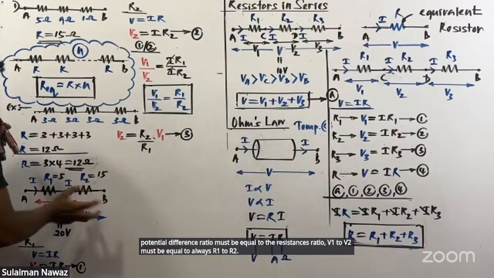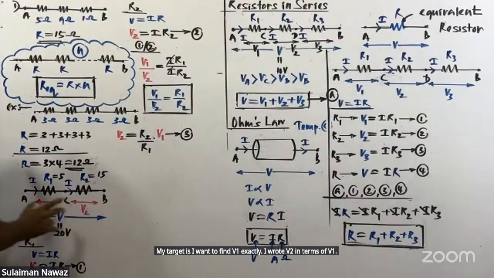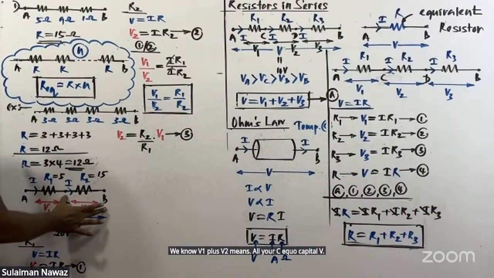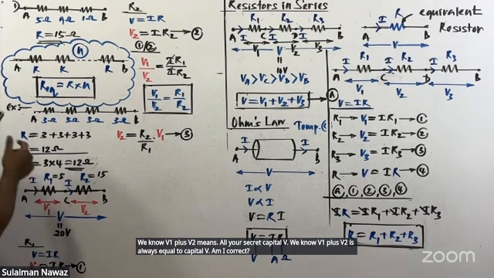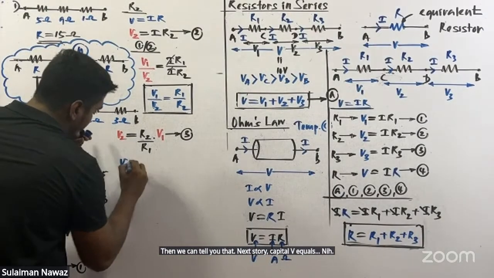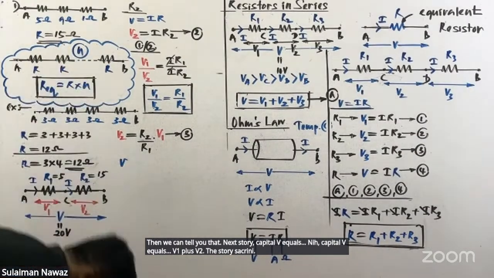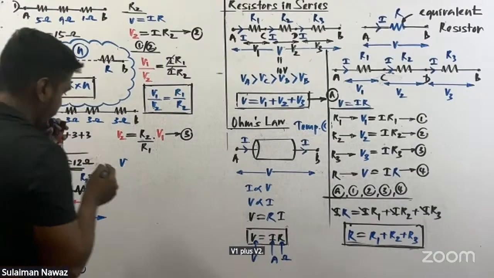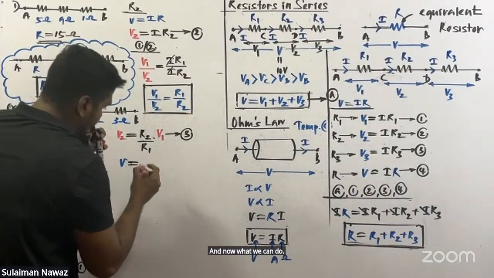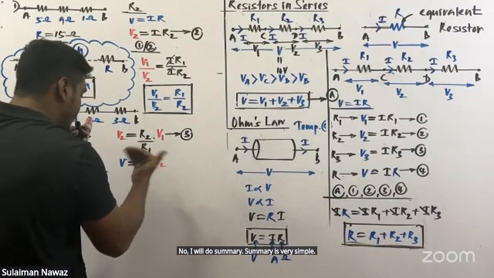My target is to find V1 exactly. I wrote V2 in terms of V1. We know V1 plus V2 is always equal to capital V. Am I correct? Then capital V equals V1 plus V2. Now we can do the simplification. Now I will do the summary, and the derivation summary is very simple.